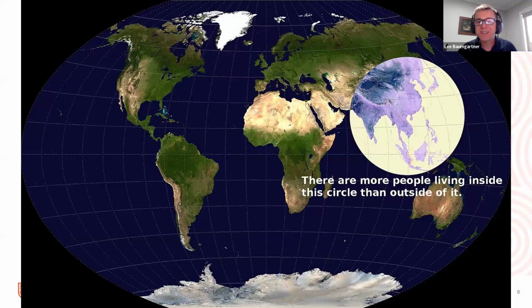I like starting some of my talks with this picture because it's really interesting. The populations of the Earth aren't equally distributed, and this is a figure that comes up many times now. There are more people presently on Earth living inside the circle than there are living outside the circle, and that's placing an incredible amount of stress on the natural resources in that area.